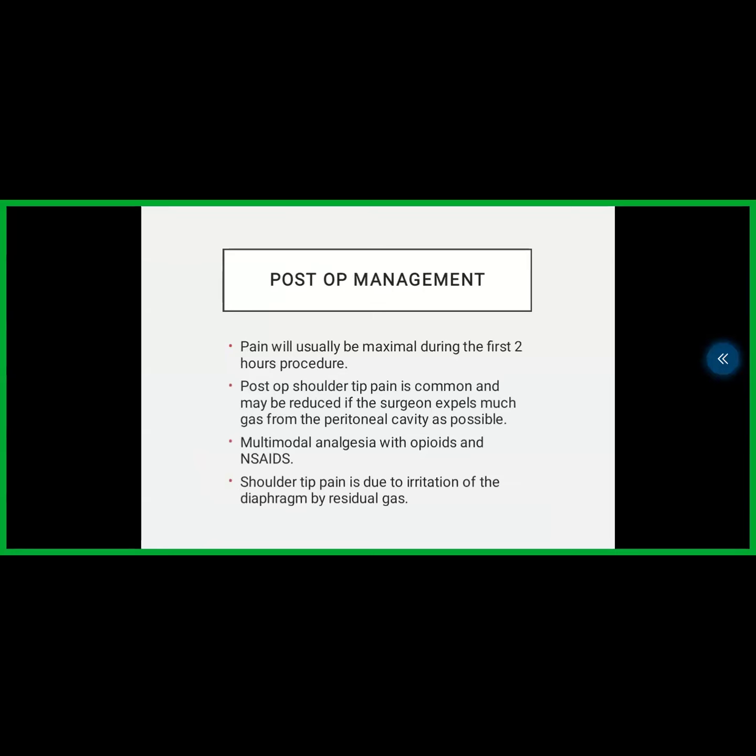For post-operative management, the pain will usually be maximal during the first 2 hours after the procedure. Post-operative shoulder tip pain is common, and it may be reduced if the surgeon expels as much gas from the peritoneal cavity as possible. The best approach is multimodal analgesia, which combines regional anesthetic techniques like local infusion of the port sites. We could also do GA with epidural analgesia for intraoperative and even post-operative pain management. Even a transversus abdominis plane block can be used in addition to NSAIDs and opioids to manage the pain post-operatively.